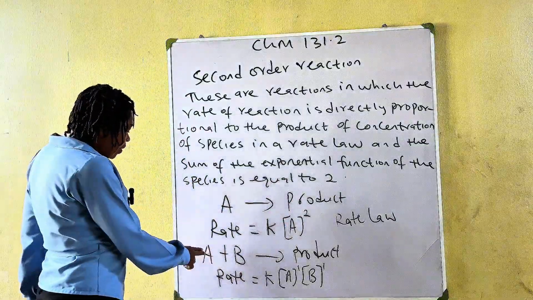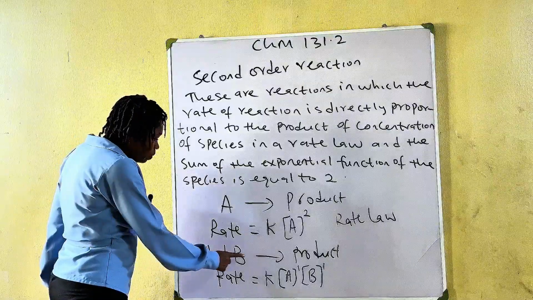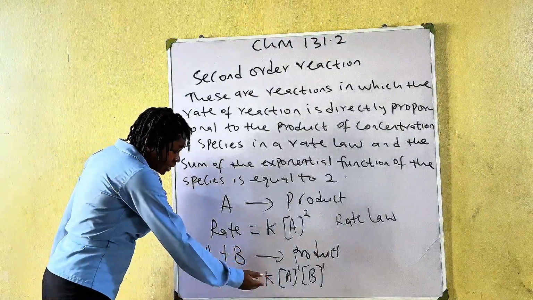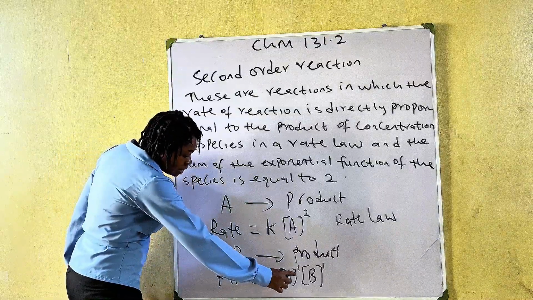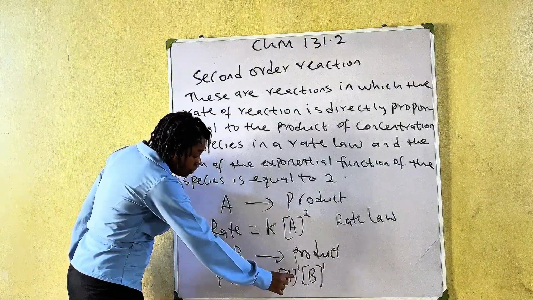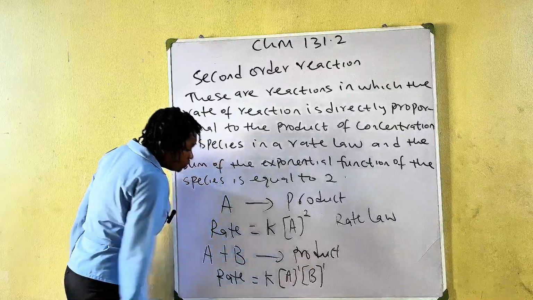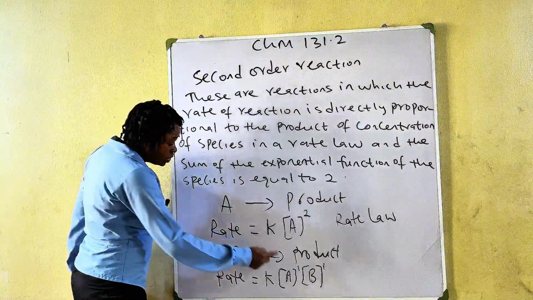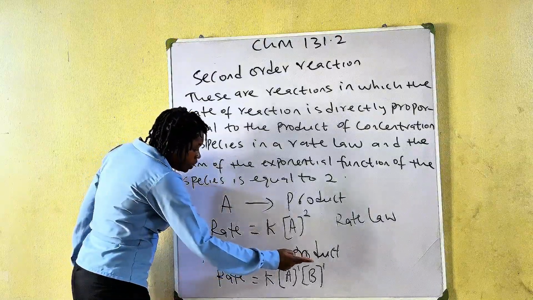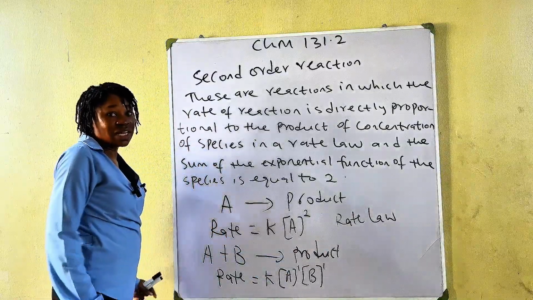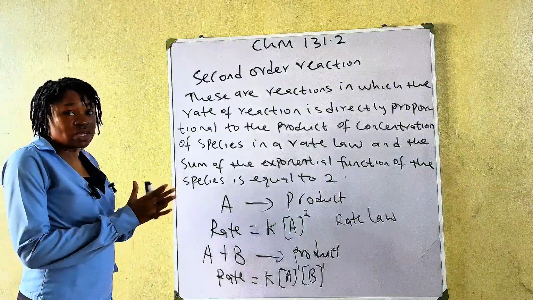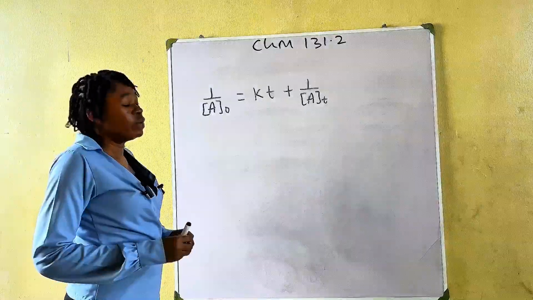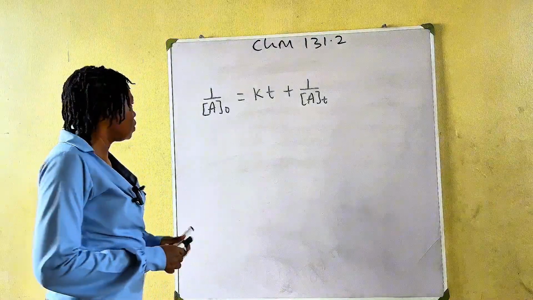So, if I have two reactants, A plus B, to give product, you can see the rate is equal to the rate constant multiplied by the concentration of A and B, each raised to the power 1. It means the order of this reaction with respect to A is 1, and B is what? First order. So when you sum them together, 1 plus 1, the overall order of reaction will be what? Will be 2.